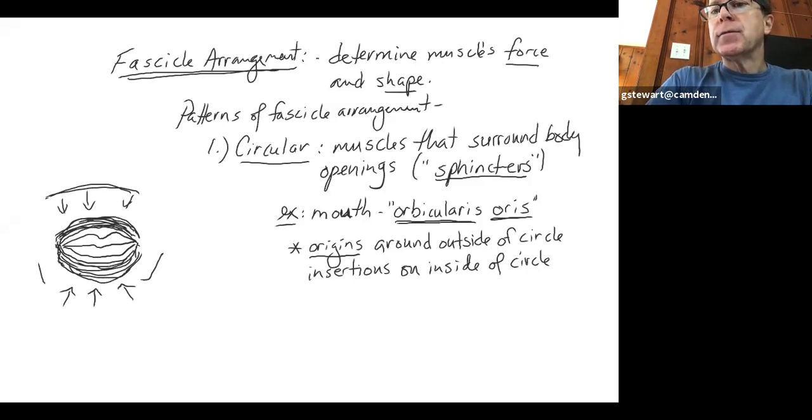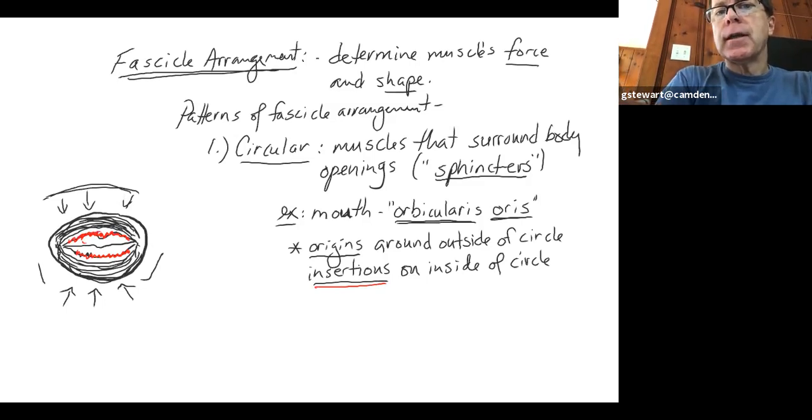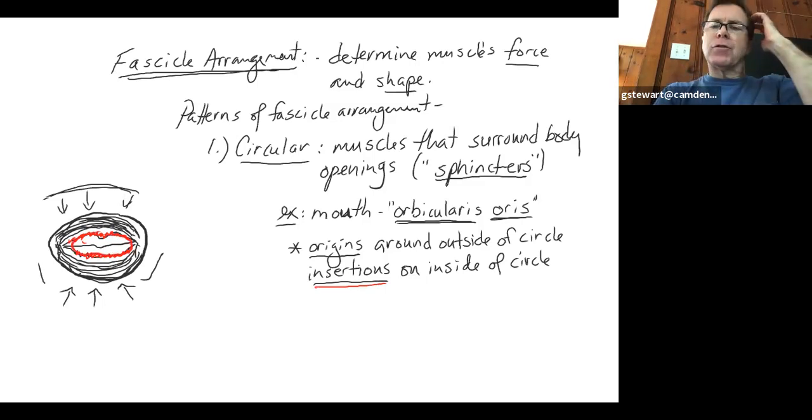The insertions I'm going to draw in red. The insertions would be around the skin of the lips, the inside of this circle. So once again, the origins are out here, and the points of attachment of insertion are on the inside. That allows opening and closing and regulation of movement from one area to another. All right, so that's circular.